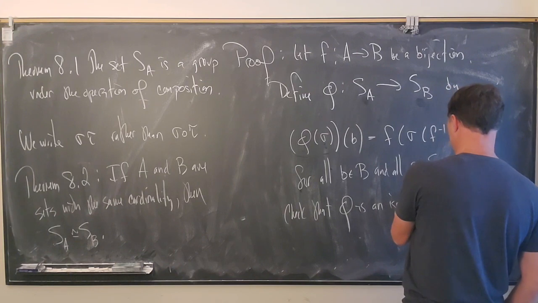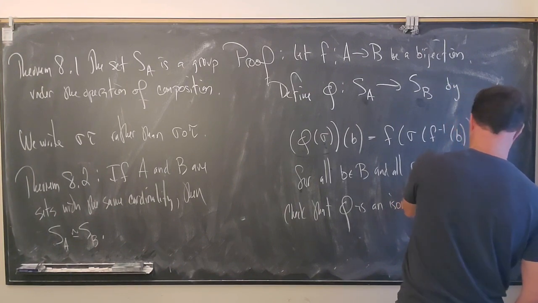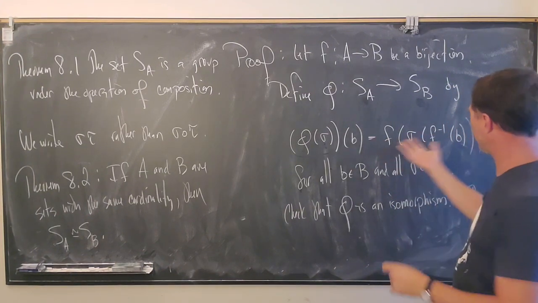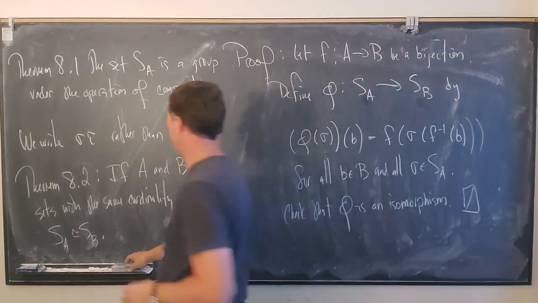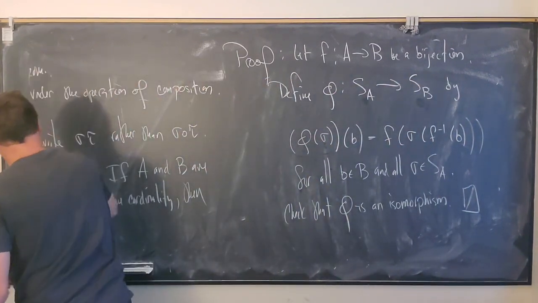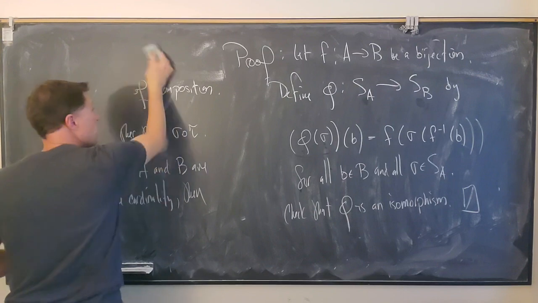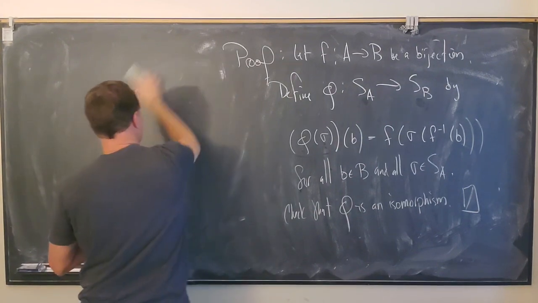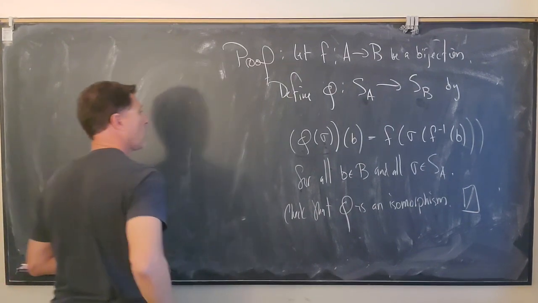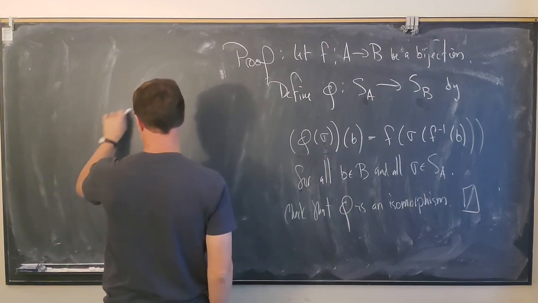And this looks like maybe I pulled this formula out of thin air. This really is the formula that should make sense. So let me just draw the picture that motivates the definition of this mapping right here. So here's our set A.